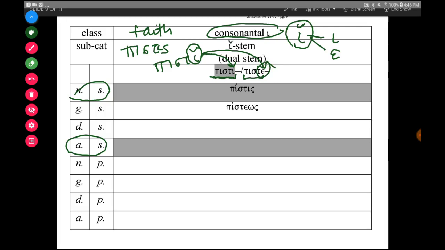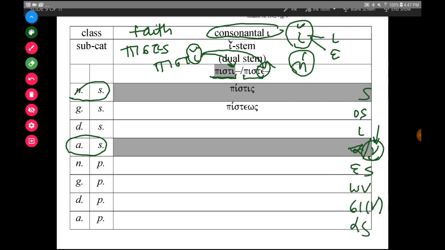Pistis happens to be a feminine noun, so it uses the article he. For the feminine noun, we have the case endings sigma, os, i, alpha, or nu, but for the semi-vowels, it almost always uses the nu as its ending. And then the plural forms are es, on, si or sin, and as. So let's see what this looks like.